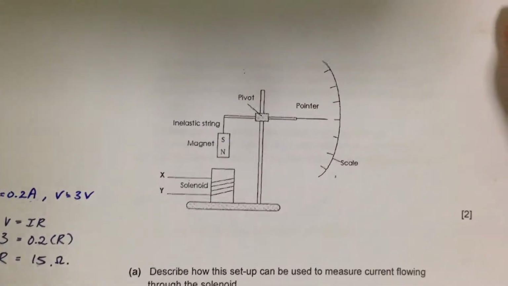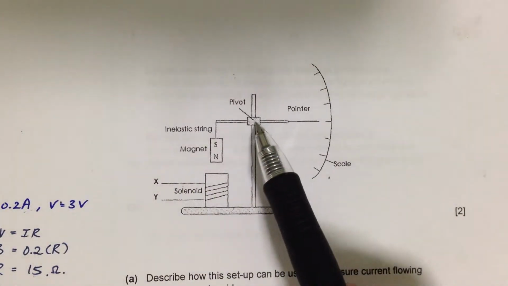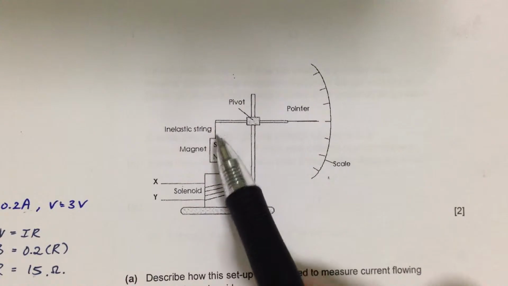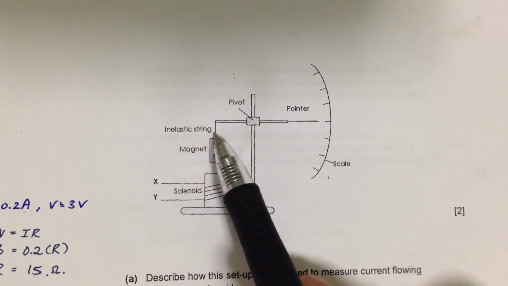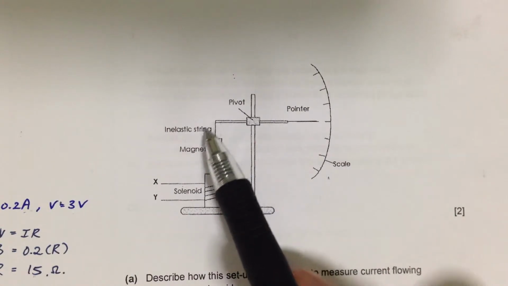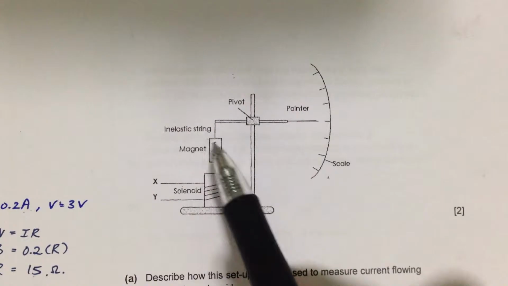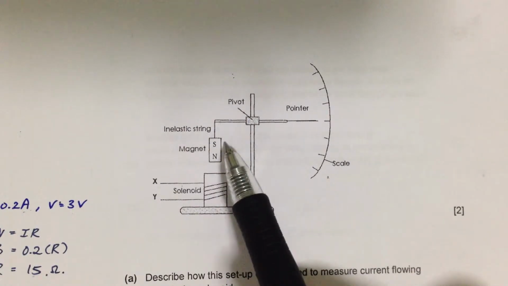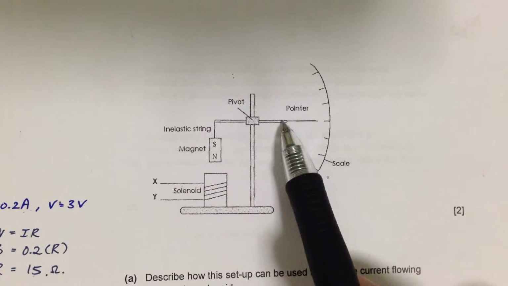So, look at this diagram. What it has is that there's a pivot, and then there's a beam with a pointer. At this end, you are going to have a magnet. Now, what do you mean by inelastic string? That means this thing is not acting like a spring. Okay, it is like an unstretchable string. So whatever movement, whether the movement is going up or going down, is going to translate directly to this point, and hence the beam.